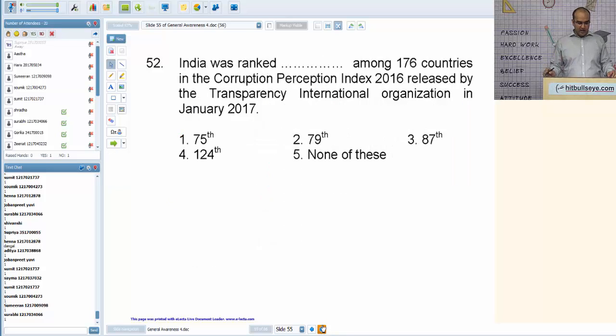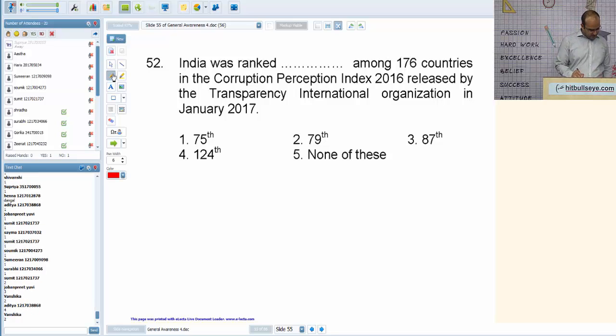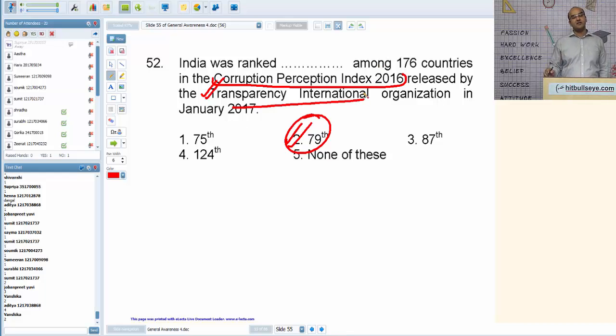Next, India was ranked amongst 176 countries in the Corruption Perception Index released by the Transparency International organization in January 2017. The correct answer, yes, some of you have it right, option number 2, 79th. Again, another question that can be framed from this statement: which organization releases the Corruption Perception Index? The answer, of course, would be Transparency International.